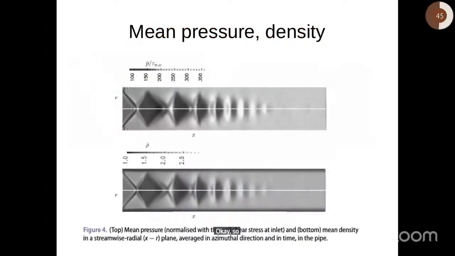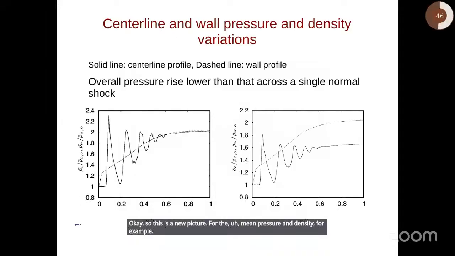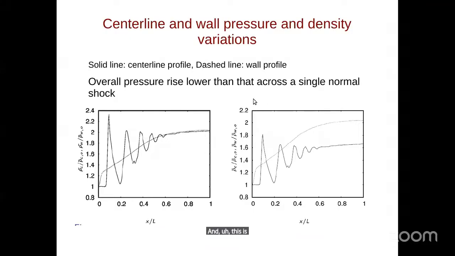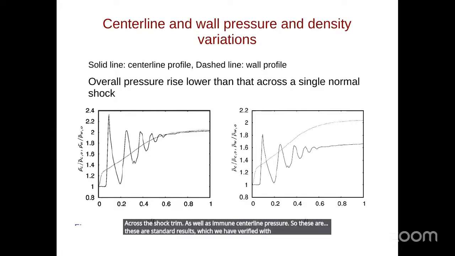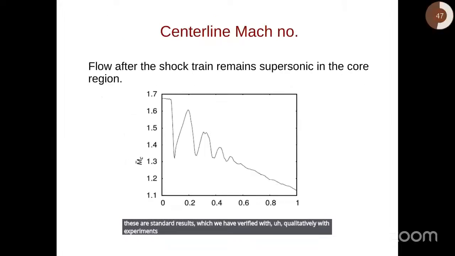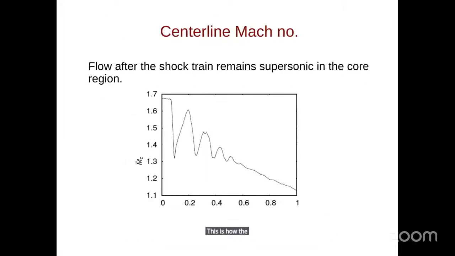So this is a mean flow picture for the mean pressure and density, for example, and this is how the mean centerline density looks across the shock train, as well as the mean centerline pressure. These are standard results which we have verified qualitatively with experiments and so on. This is how the Mach number looks.